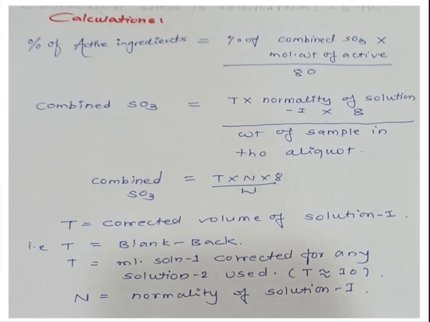So now the calculations are here. By this method we can calculate the percentage of active ingredients and also we can calculate the combined SO3. So percentage of active ingredients is equal to percentage of combined SO3 into molecular weight of active components divided by 80. So combined SO3 can be calculated as T into normality of solution 1 into 8 divided by weight of sample in the aliquot. So we know the detergent weight which we initially weighed and dissolved in 700 to 800 ml water. So write down this weight here.